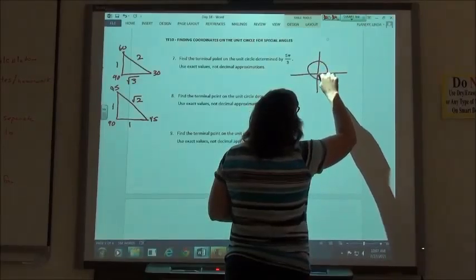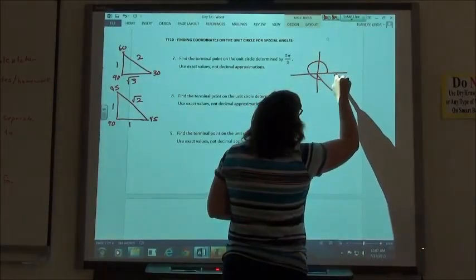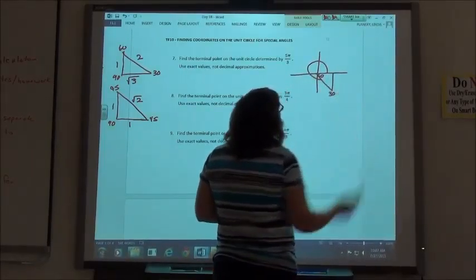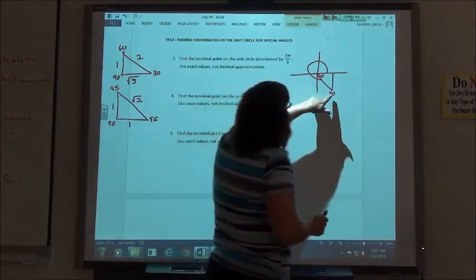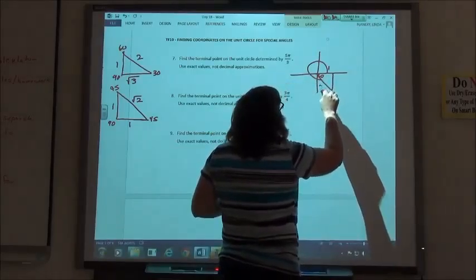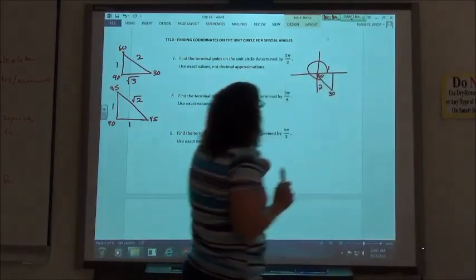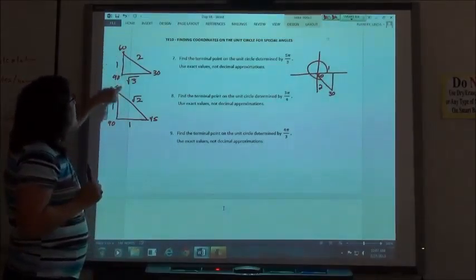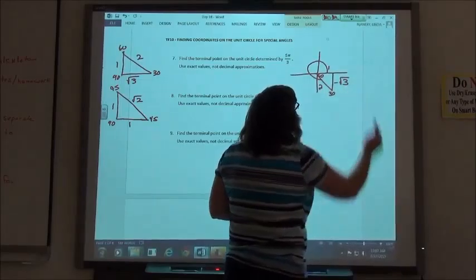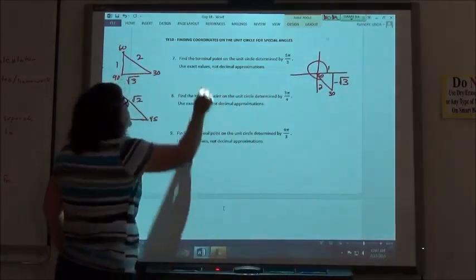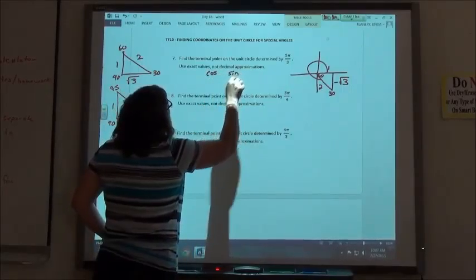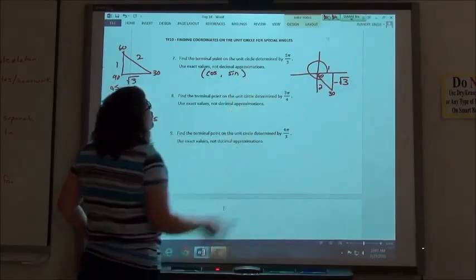5 pi over 3 is over here, with this being a 60 degree angle, so that one's a 30 degree angle. So the side opposite the 30 would be 1. The side opposite the hypotenuse would be 2. The side opposite the 60 is normally the square root of 3, but notice it's going down, so it's negative square root of 3. So when I'm giving the coordinates, the x-coordinate is the cosine, the y-coordinate is the sine, and I'm putting it in as an ordered pair.